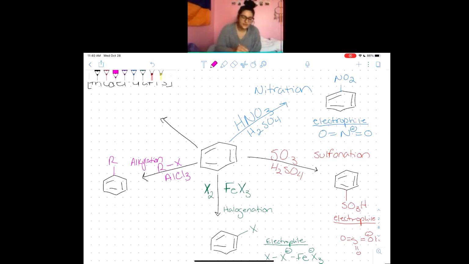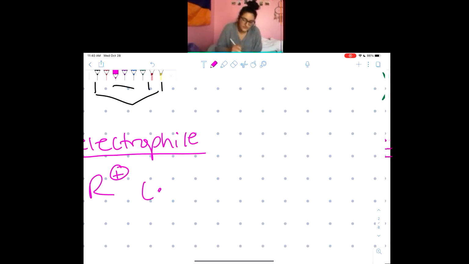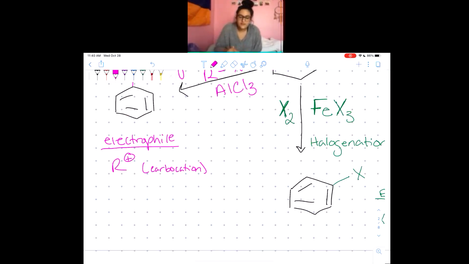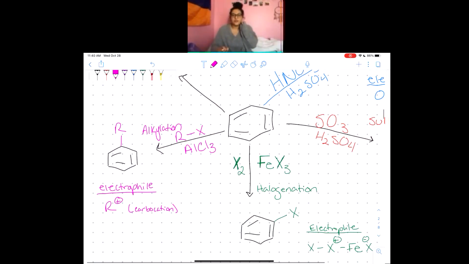The kind of spicy part here is that the electrophile is going to be a carbocation. So it's going to be R plus, which is a carbocation. Sorry, I'm zooming in. Carbocation. And so if we have a carbocation intermediate, what do you think this means? What possibilities can we have?